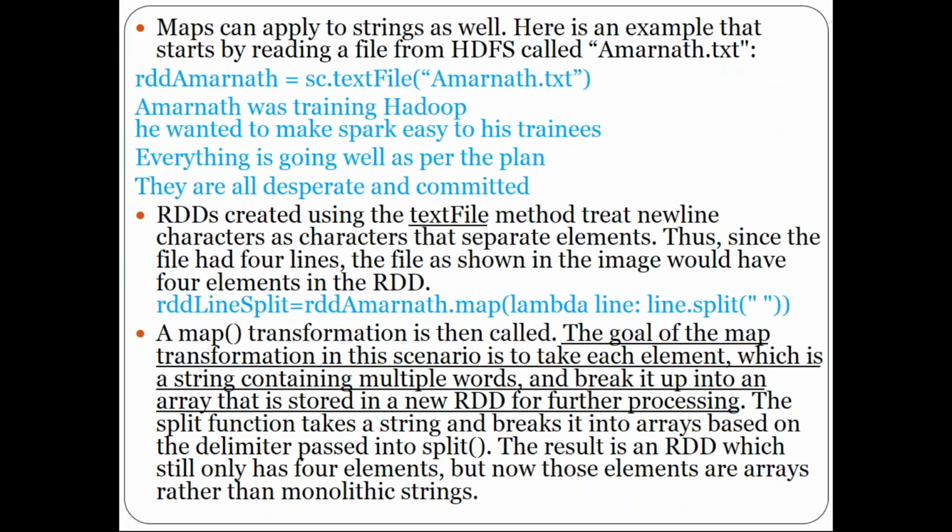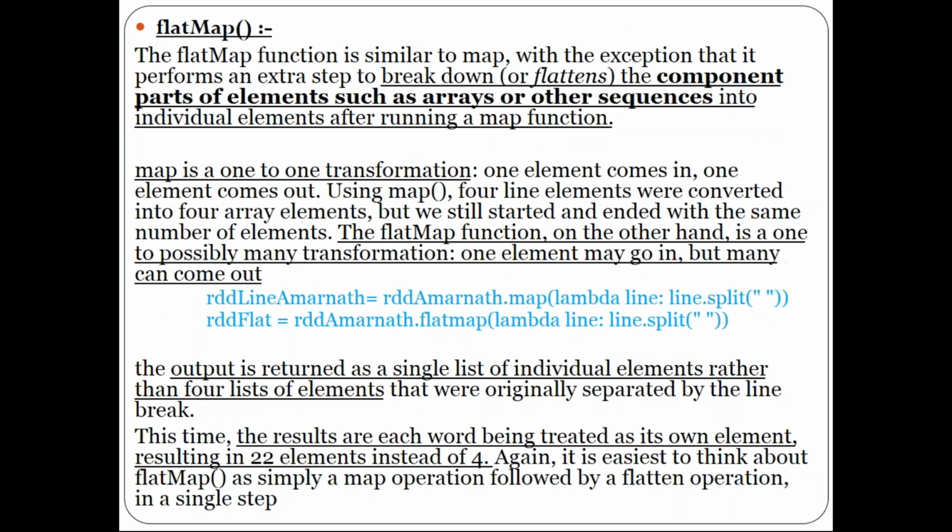One minute, where is that? Yeah, this one, flat map. If you see here, map is one transformation: one element comes in, one element comes out. Using map, 4 line elements were converted into 4 array elements. But we still started and ended with the same number of elements.